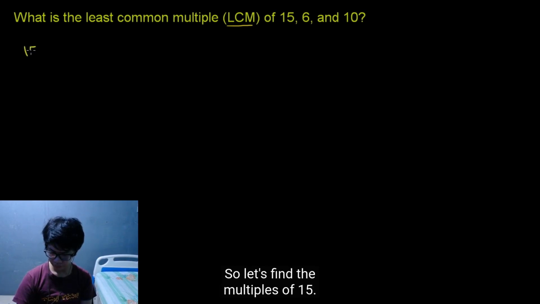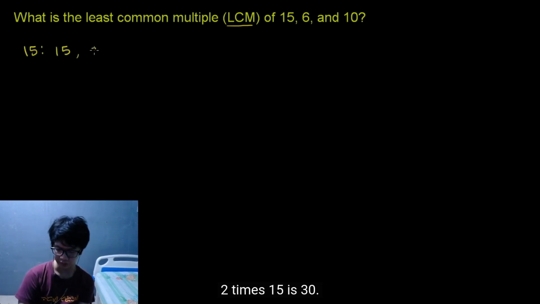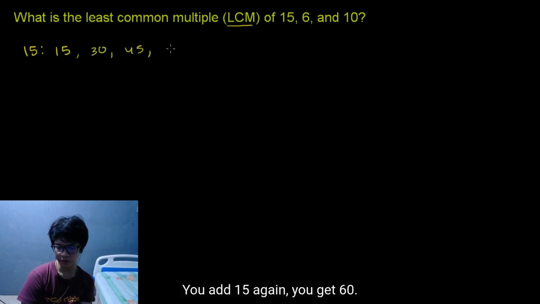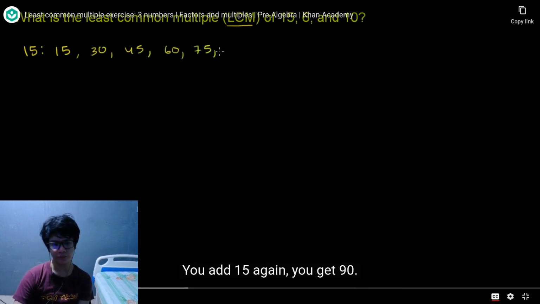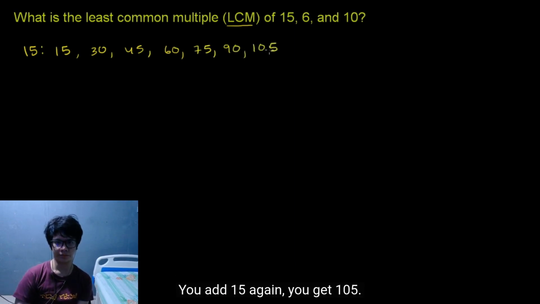So let's find the multiples of 15. So you have 1 times 15 is 15. 2 times 15 is 30. Then if you add 15 again, you get 45. You add 15 again, you get 60. You add 15 again, you get 75. You add 15 again, you get 90. You add 15 again, you get 105.